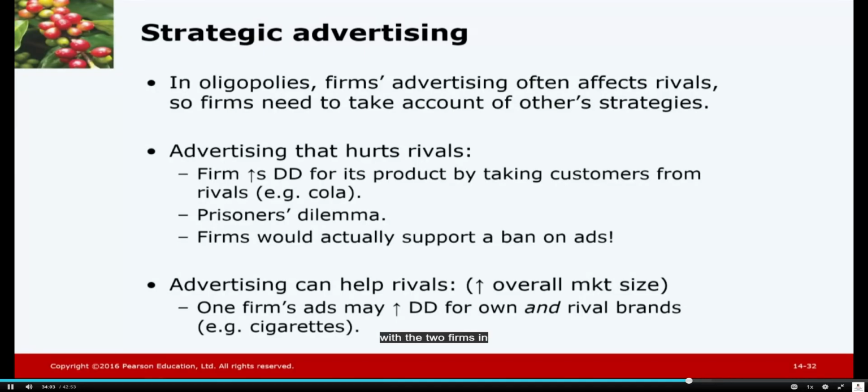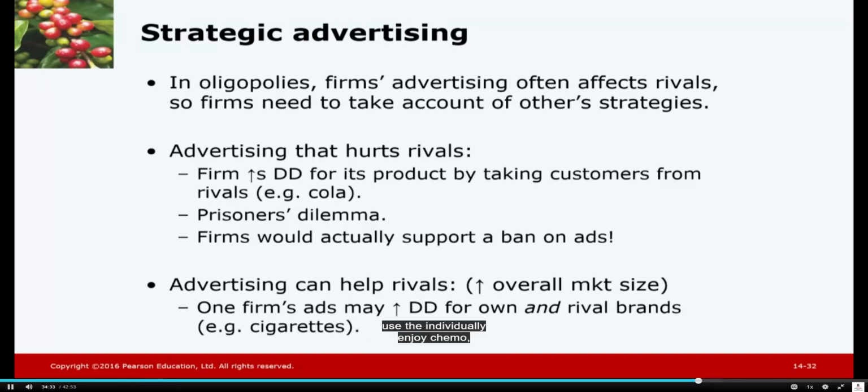The final example that we want to take today is of advertising. We've spoken previously about whether it always pays to advertise. And I said to you, it actually depends. People have this concept in their heads that advertising always pays. But in oligopolies, firms' advertising often affects the rivals. So they have to take that into account and look at what is the likely strategy of the other firm.